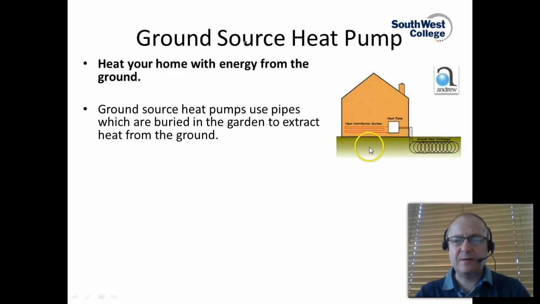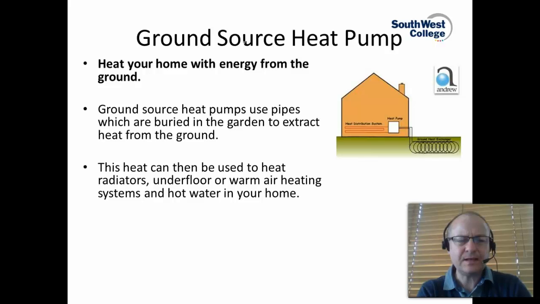Now, heat pumps work particularly well with underfloor heating applications because they work most efficiently at delivering heat into the house at or around somewhere between 40 to 55 degrees C, which is exactly the temperature that an underfloor heating system operates at its best or at its optimum. Standard radiator heating typically requires temperatures of 65 degrees to go into the radiators, but you can get low temperature radiators that can operate with the lower temperatures that a heat pump can provide. So the heat, once it's extracted from the ground outside, can be used to heat radiators, underfloor or warm air heating systems, and also to provide hot water in your home.